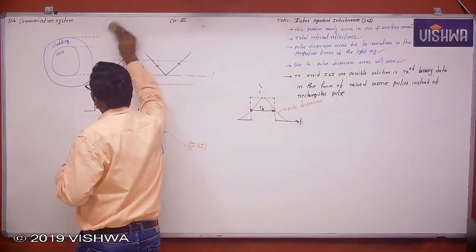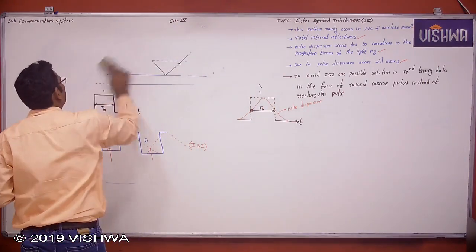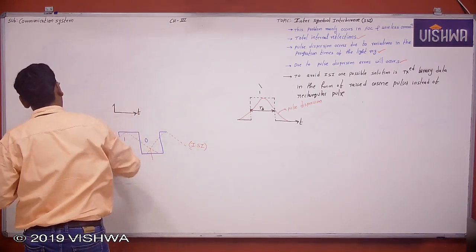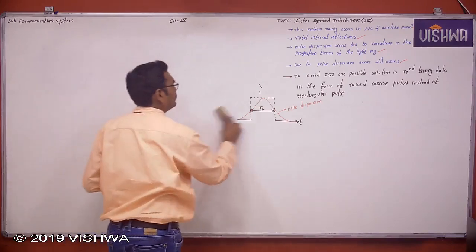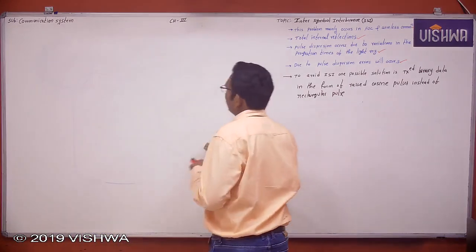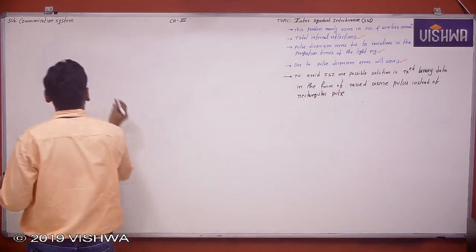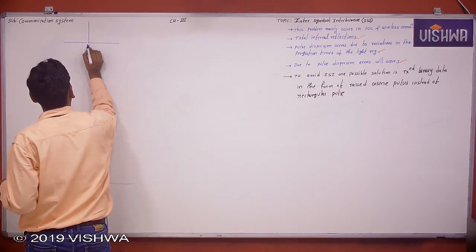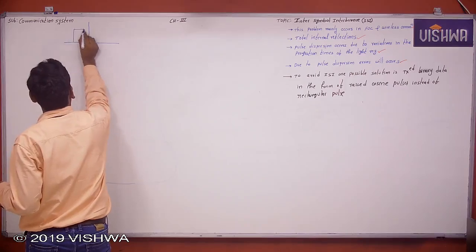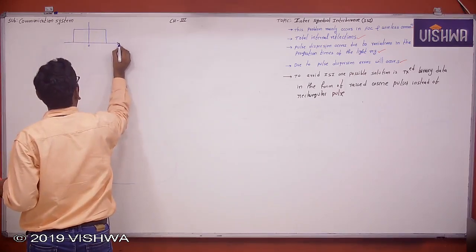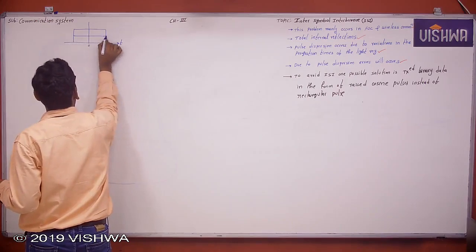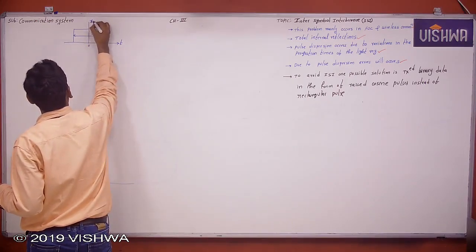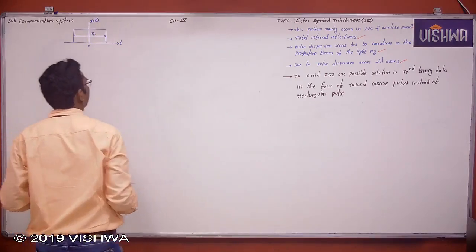Now you go back to your first class problems, such that one solution is available at that particular point of view. You just go through this. This is our basic problem which we have solved in the first class. This is a rectangular pulse of pulse width TB.